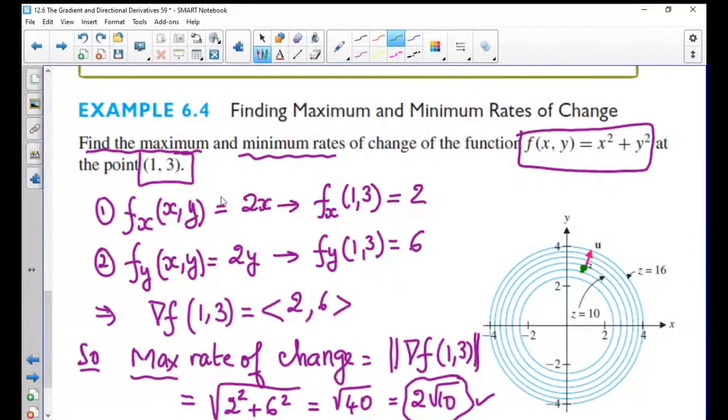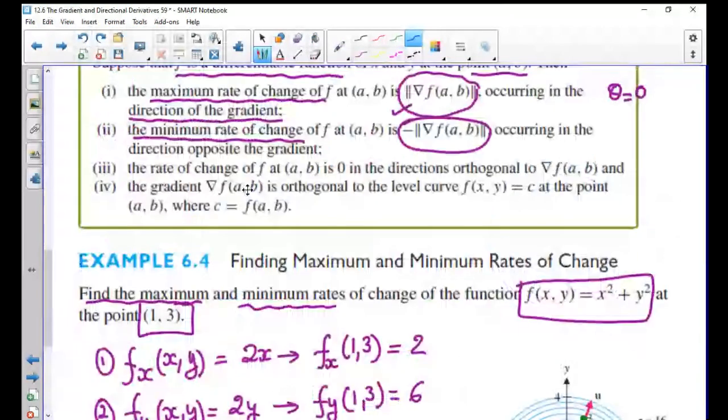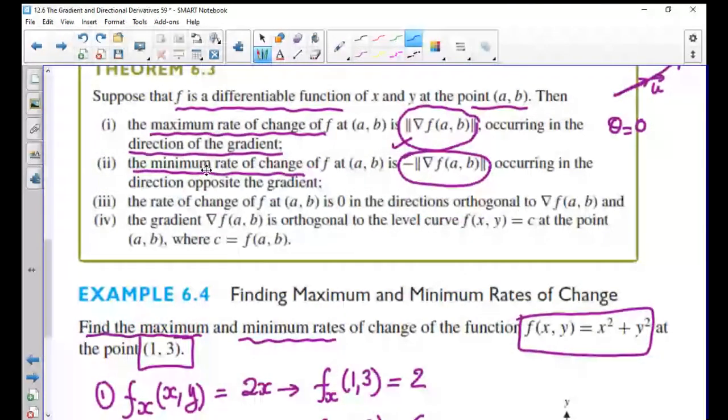Are we okay with this? So if you want to find the maximum and minimum rates of change, just find the gradient and the magnitude. Find the gradient of the function, and then you find the magnitude of this gradient. That will be the maximum rate of change. Okay, so that is the idea of 1 and 2.